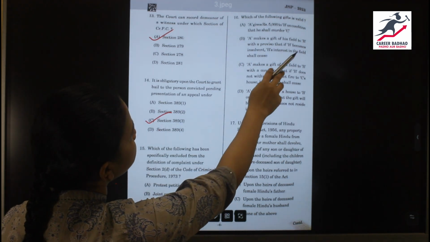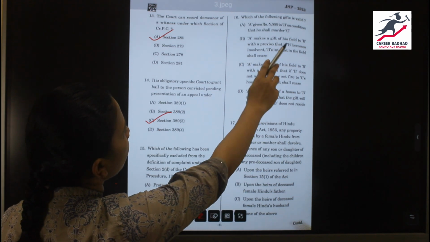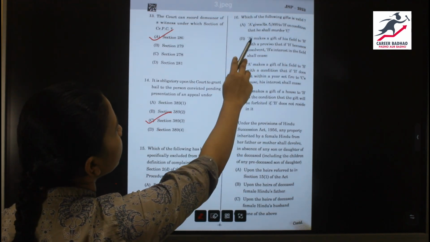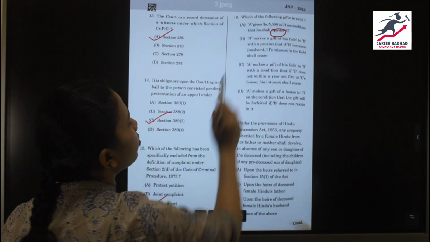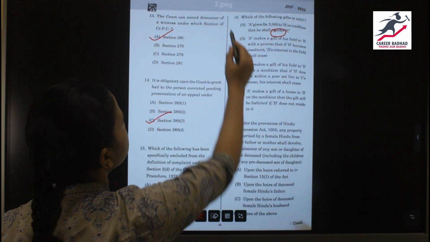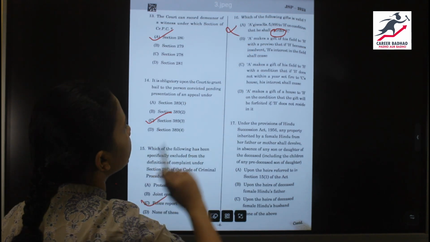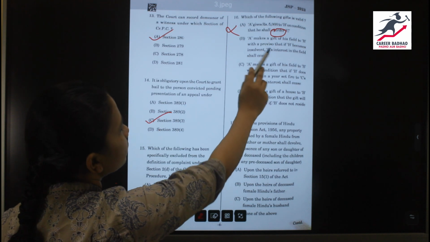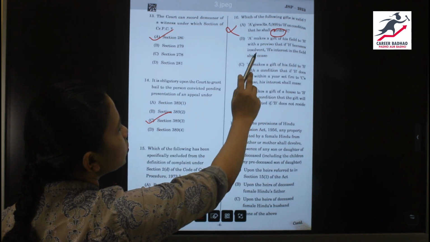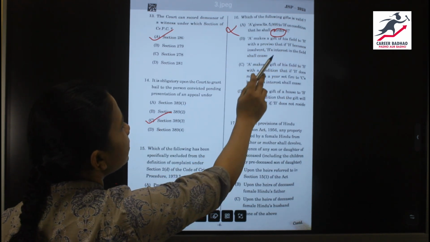Let's move to question number 16. Which of the following gifts is valid? A gives rupees 5,000 to B on condition that he shall murder C. Here the object murder is opposed to public policy and immoral. So this option is eliminated. And option number B, A makes a gift of his field to B with a proviso that if B becomes insolvent, B's interest in the field shall cease.